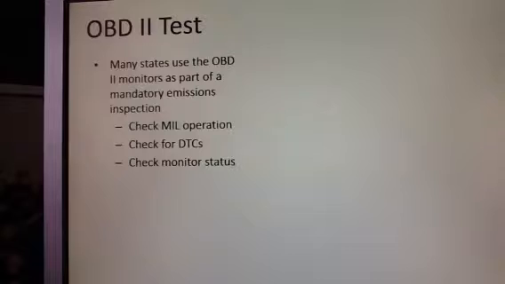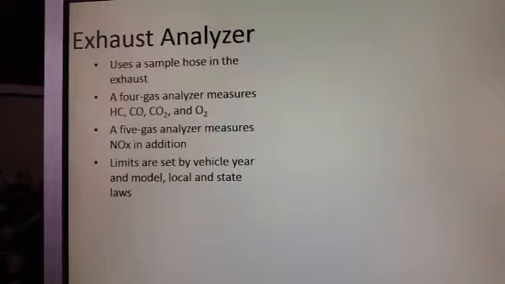What we can do is check that malfunction indicator lamp operation, command it on and off, maybe check for our diagnostic trouble codes, and check those monitor statuses. Make sure that EVAP monitor is passed, make sure that catalyst monitor is passed, make sure any emission monitor has passed. If they have not passed, in a lot of cases we may see a diagnostic trouble code indicating a part that is wrong with this vehicle.